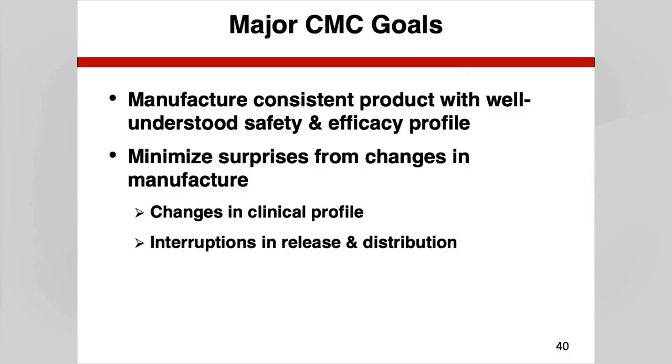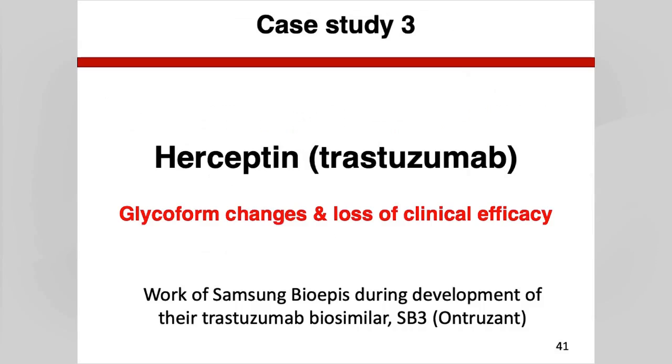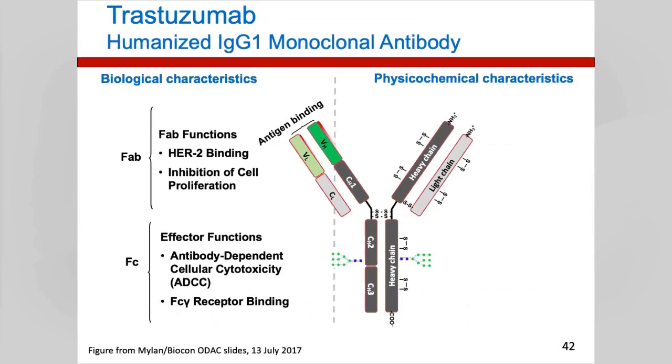So this brings me to our last case study, which comes from Samsung Bioepis' work in their development of a Trastuzumab biosimilar, so biosimilar to Herceptin. And what they found were certain glycoform and activity changes that were very important for both understanding marketed Herceptin as well as getting approval of their product. Very interesting case story here.